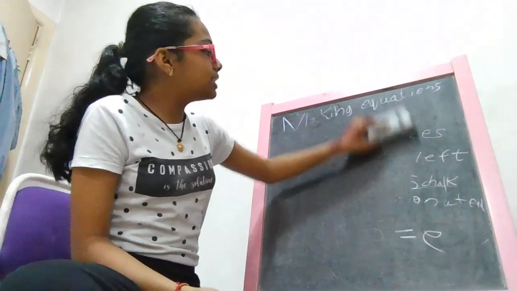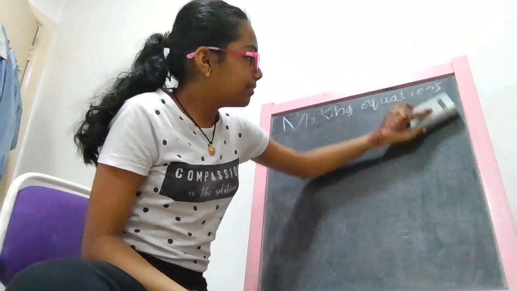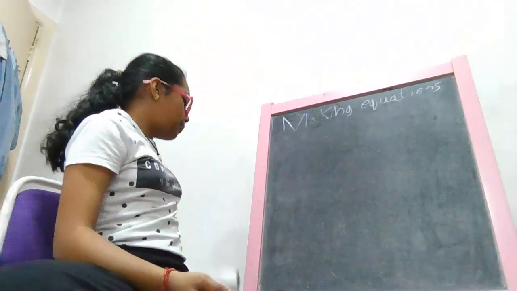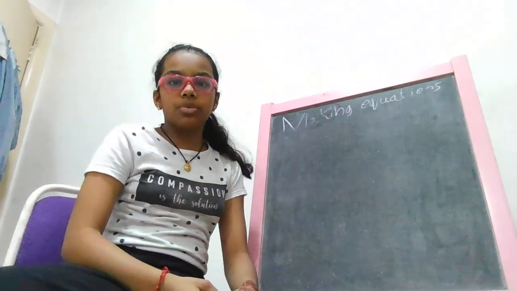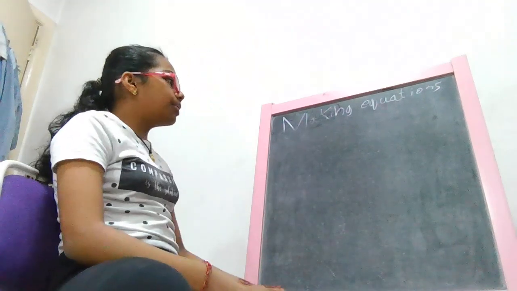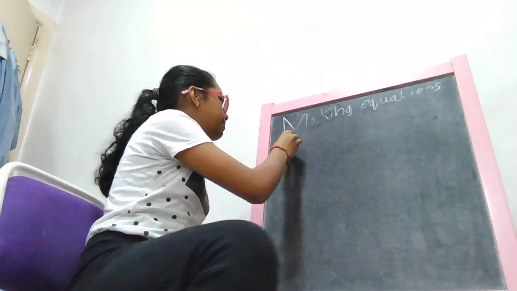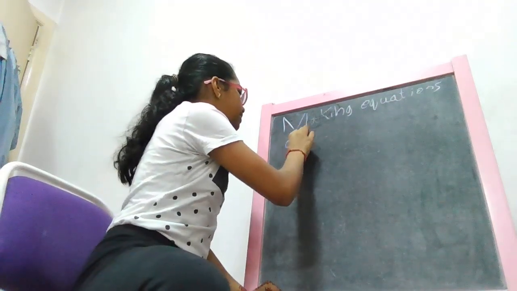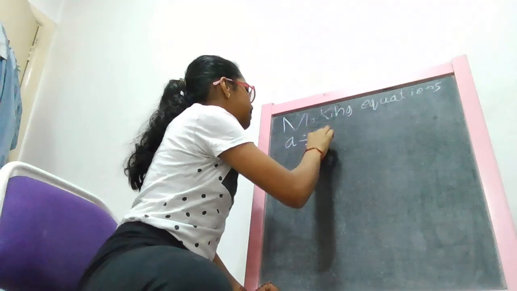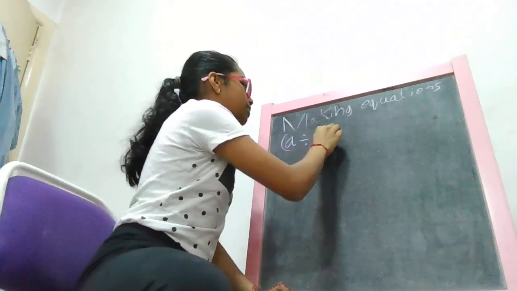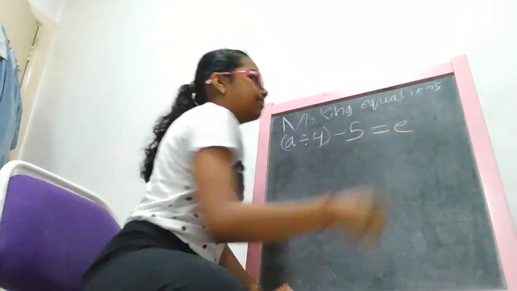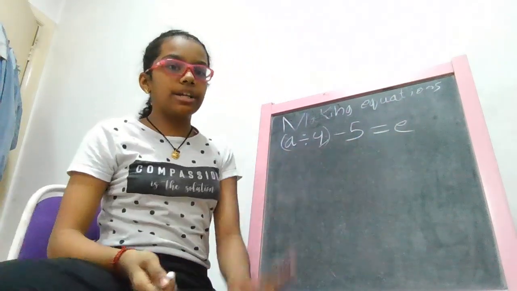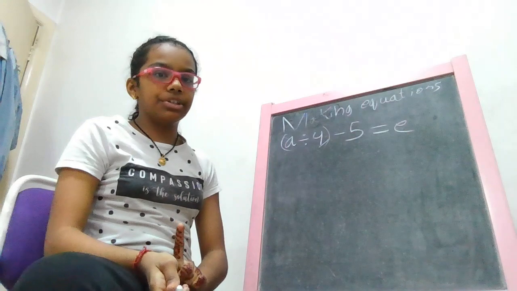If you were able to solve this, well done. Now I'm going to give you an equation to solve. I wanted to solve the equation that we made before. That's A divided by 4 minus 5 is equal to E. E is the chalk pieces left at the end of the year. A is at the start of the year.